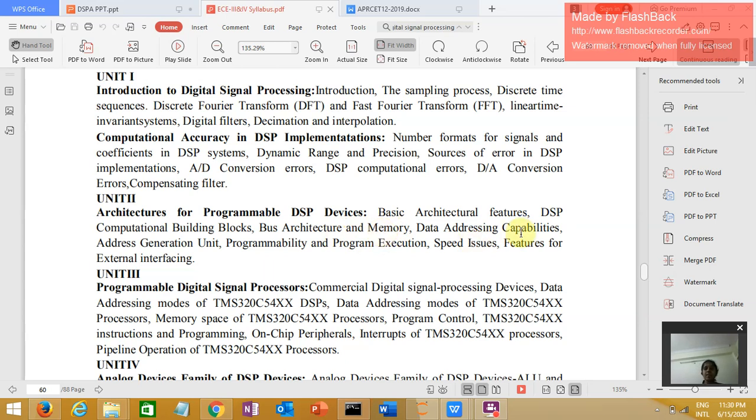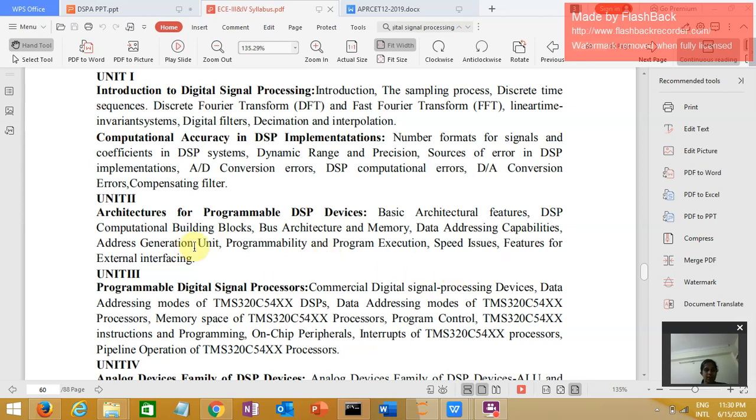Coming to data addressing capabilities, the addressing capabilities of DSP which we are going to discuss here are immediate addressing, and there are some more addressing modes such as register addressing mode, direct addressing mode, and indirect addressing mode. All these we are going to discuss in this data addressing capability.